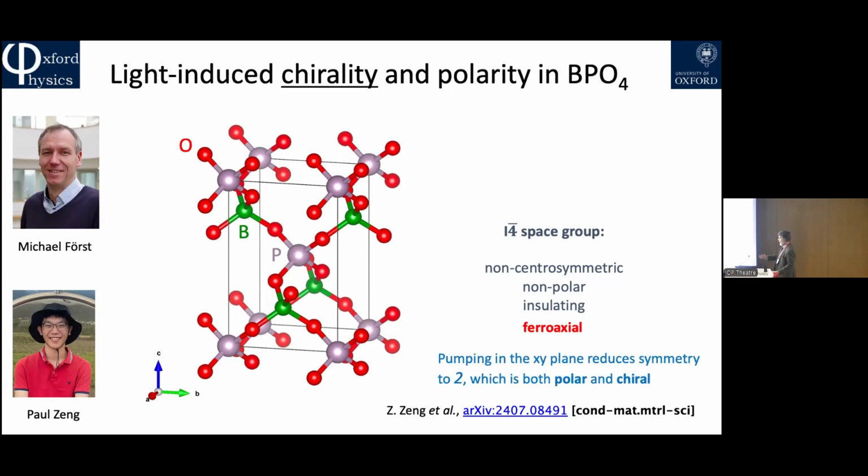So the expectation, as I mentioned, is that pumping in the XY plane would reduce the symmetry from 4-bar point group symmetry to 2, which is both polar and chiral. In fact, the original aim was to observe ferroelectricity, which is ongoing, but we clearly observed chirality. And the probe, obviously, for chirality is again optical.